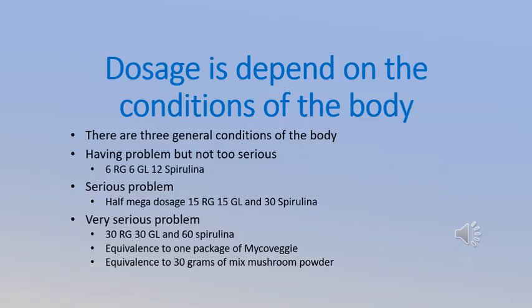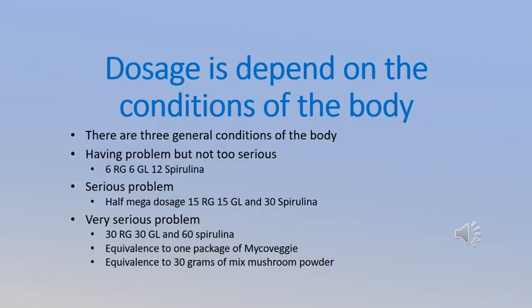Then when the problem is serious, we go for half mega dosage: 15 Rg, 15 Gl, and about 15 to 30 spirulina. Like now, there are many viruses in the market, the endemic of COVID-19 and everything, so we ask people to use half mega dosage for prevention. This is also good to detox the body, so we can take it for 1 month, 2 months, to detox the body.